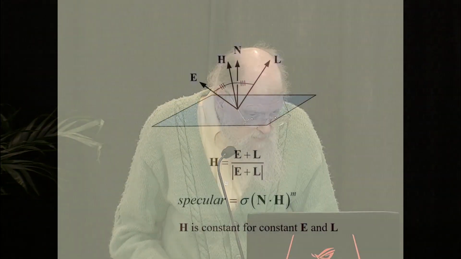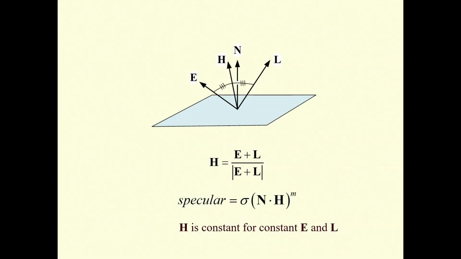The neat thing about this is that H is constant if E and L are constant, which is typically an approximation that you use. So you only have to calculate H once for the scene, and then just dot it with the different normal vectors that you see for the different shapes you've got on the screen.